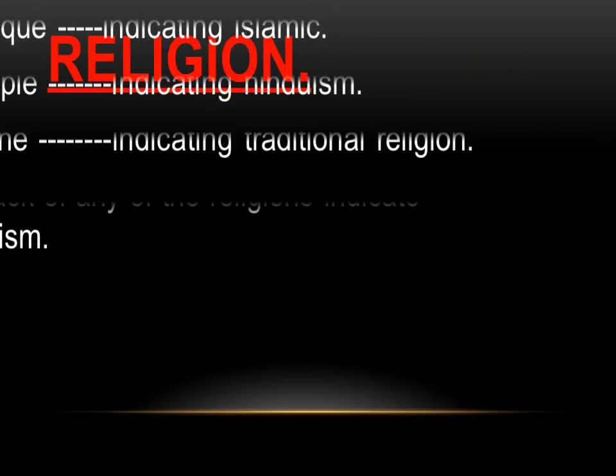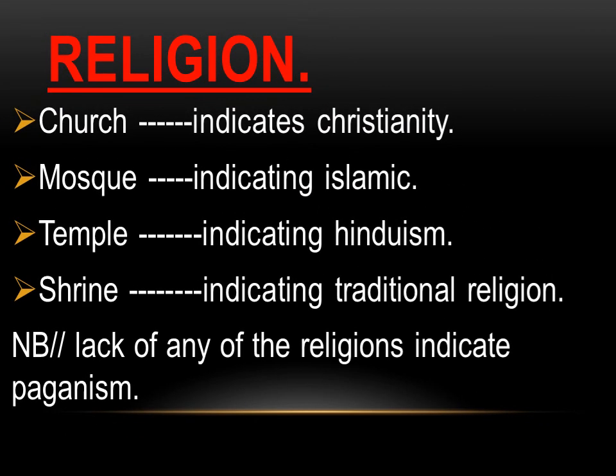Then we have religion. When you see a church, that indicates Christianity. When you see a mosque, it indicates that there is the Islamic religion. Then we have a temple, which indicates the Hinduism religion. Then you have a shrine, indicating traditional religion. Those are the four common types of religion you are going to find in a map.